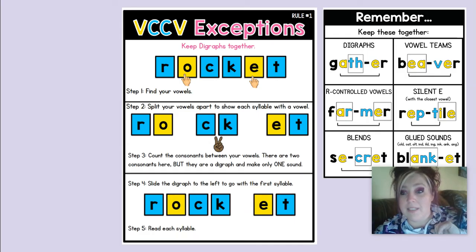There are some exceptions. Remember, we just talked about it. You got to look to find for those things that stay together. Digraphs, vowel teams. So things like this. This word is rocket. CK stays together. So we can't split it apart. So then it needs to go with it. Remember, each part has to have a vowel. So you got to make sure that you don't leave a consonant by itself. Every syllable has to have a vowel.